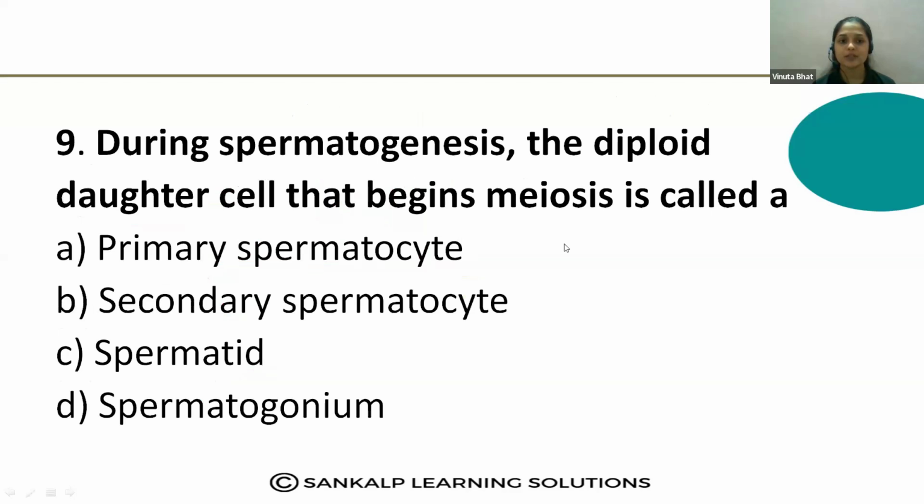During spermatogenesis, the diploid daughter cell that begins the meiosis is called? So from where does the meiosis begin? Which cell starts the meiosis process? So that you know the answer, write down the answer in the comment box.